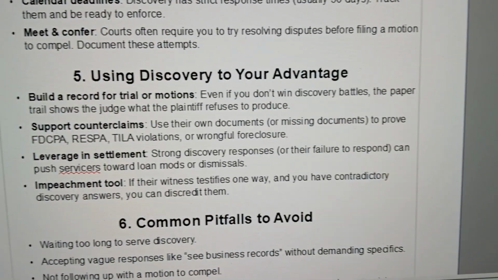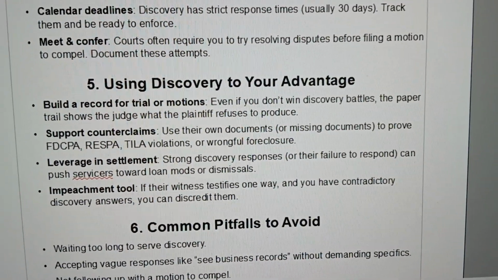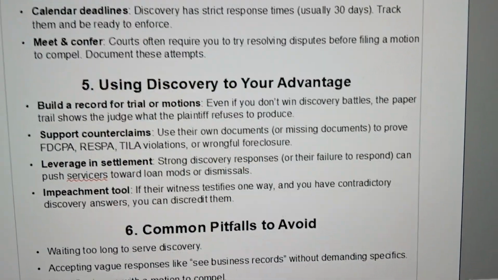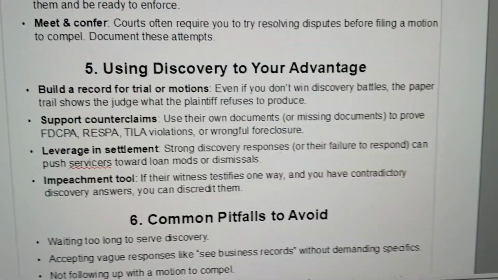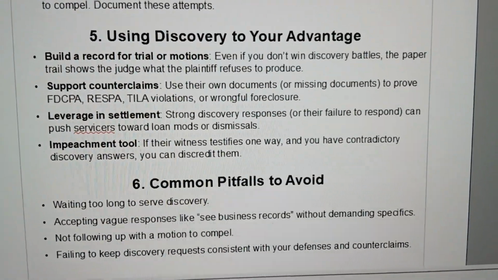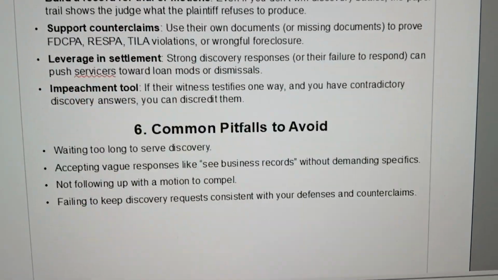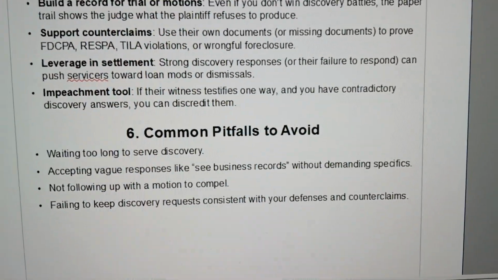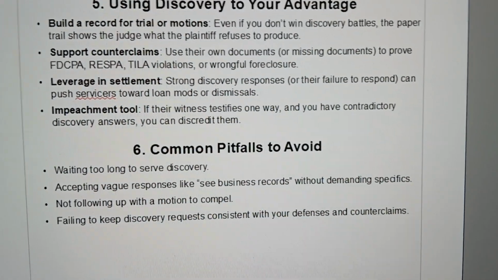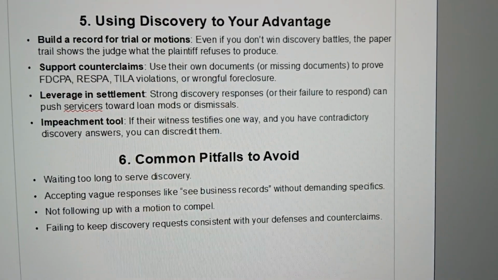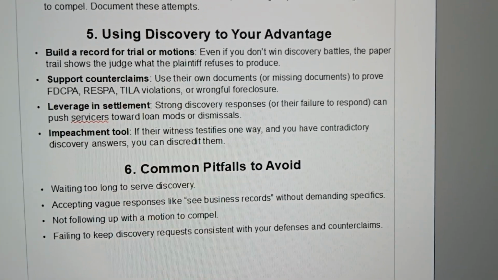Impeachment tool. If the witness testifies one way and you have contradictory discovery answers, you can discredit them. Common pitfalls to avoid. Waiting too long to serve discovery. You don't want to wait too long. You've got to know when the time to do it is, right? Accepting vague responses like "see business records" without demanding specifics.